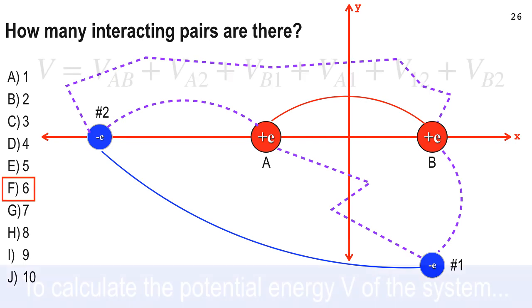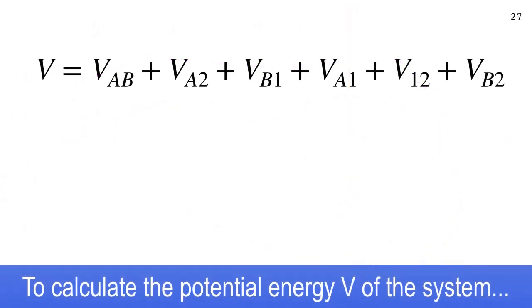So what we want to do is try to calculate the potential energy V of the entire system. Now here are the 6 potential energy terms that you've got to calculate. The potential energy of the AB interaction, proton to proton. The potential energy of proton A and electron number 2. The potential energy is basically kQ1Q2 over R. So it's not like a bodacious calculation.